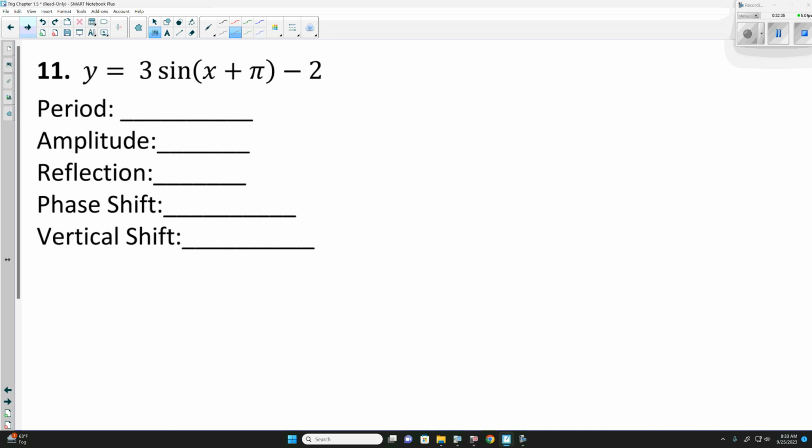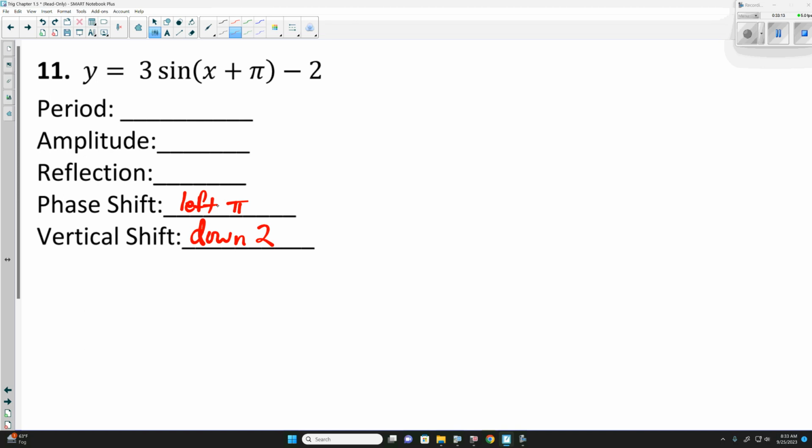Y equals 3 sine of x plus pi minus 2. Well, the minus 2 tells us we have a vertical shift of what? Down 2, 2 down. Either way works. Now we do have plus pi on the inside, but the value of B is 1, so we would say pi units. Since it's plus, we're moving it left, so we have a phase shift of left pi. I think most would just say the phase shift is pi.